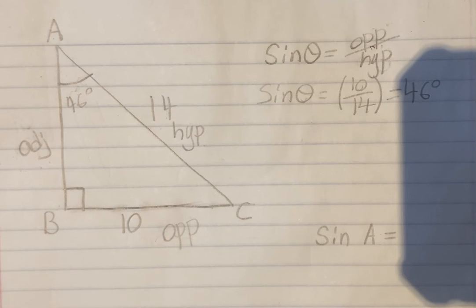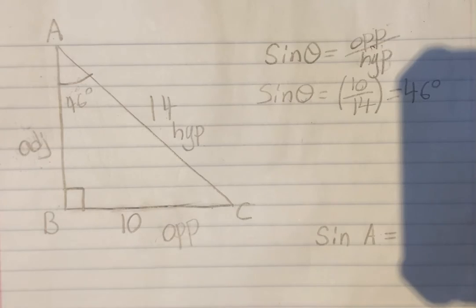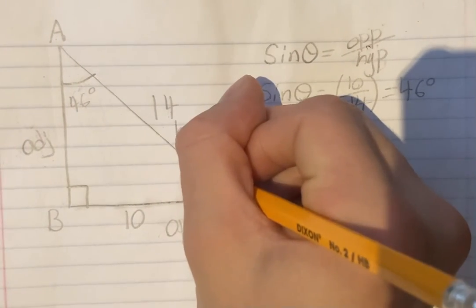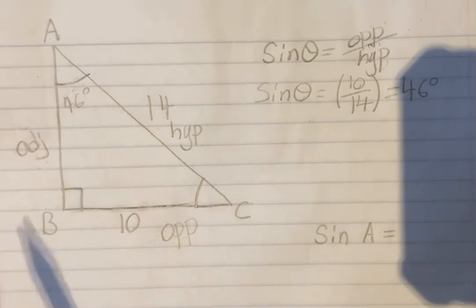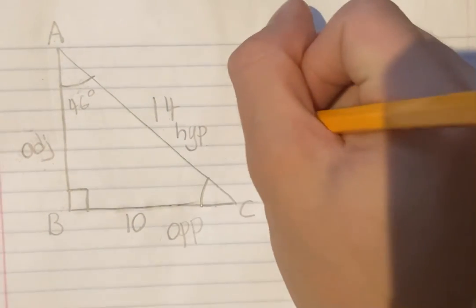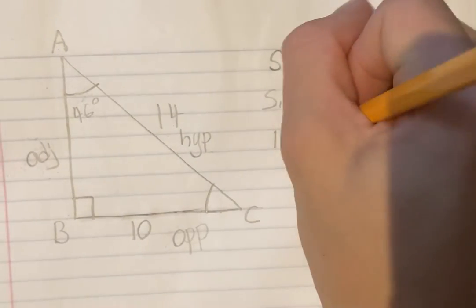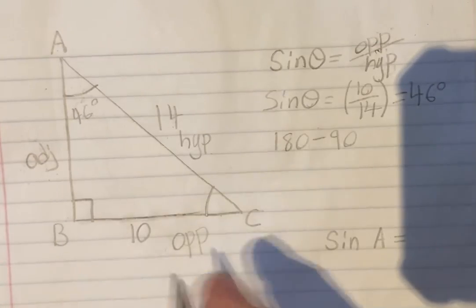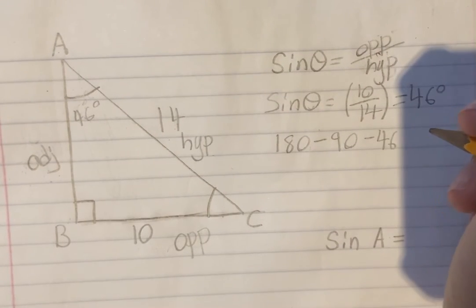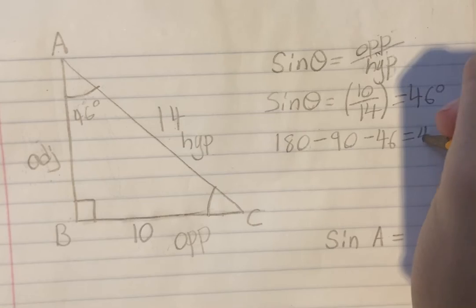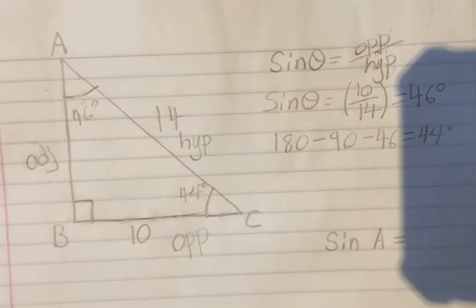Now, what we could do is try and find this missing angle here. It's really simple. Once you have one angle found, all you need to do is go 180, because all of these three angles added up is 180. Take away 90, because this is 90 degrees, and then take away 46, which is 44. So right here, it's 44 degrees.